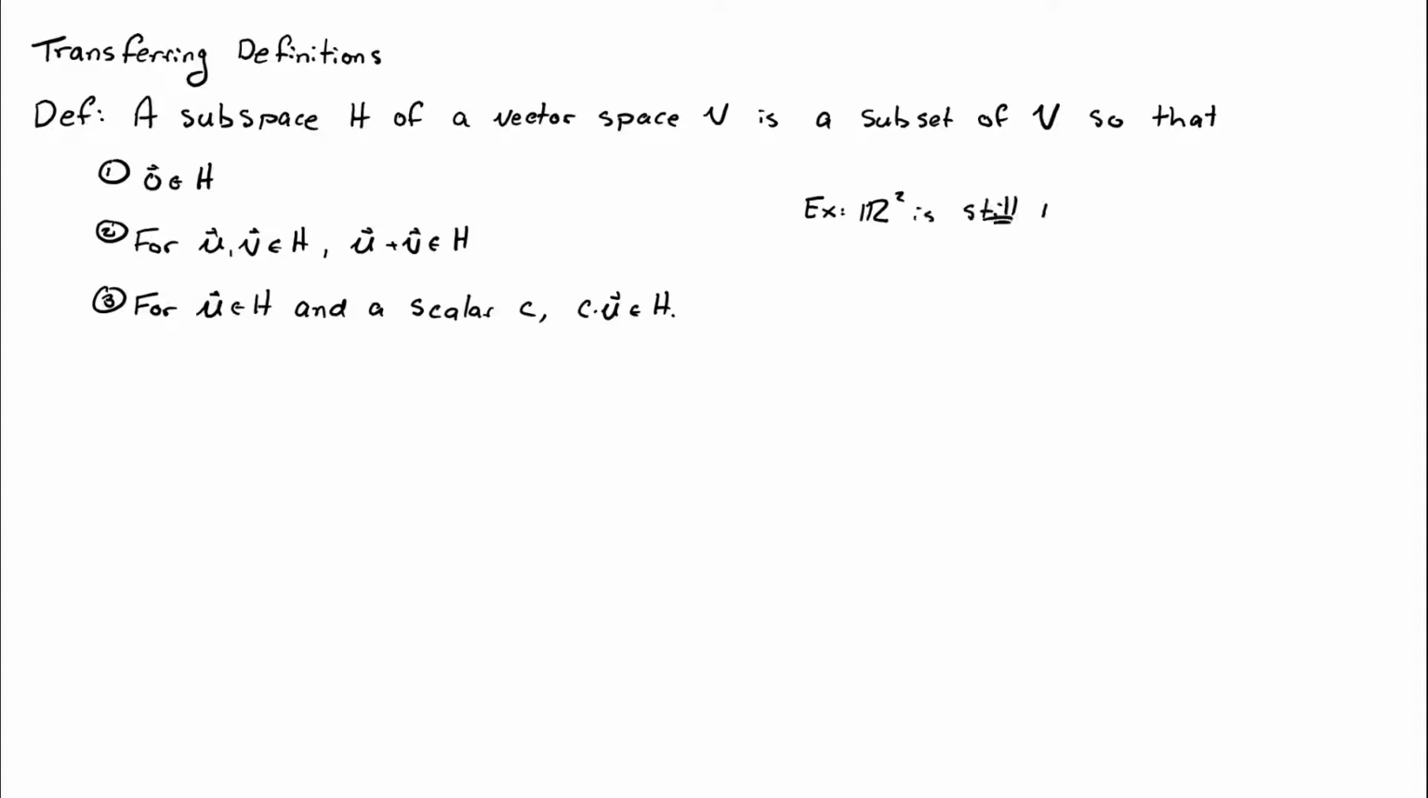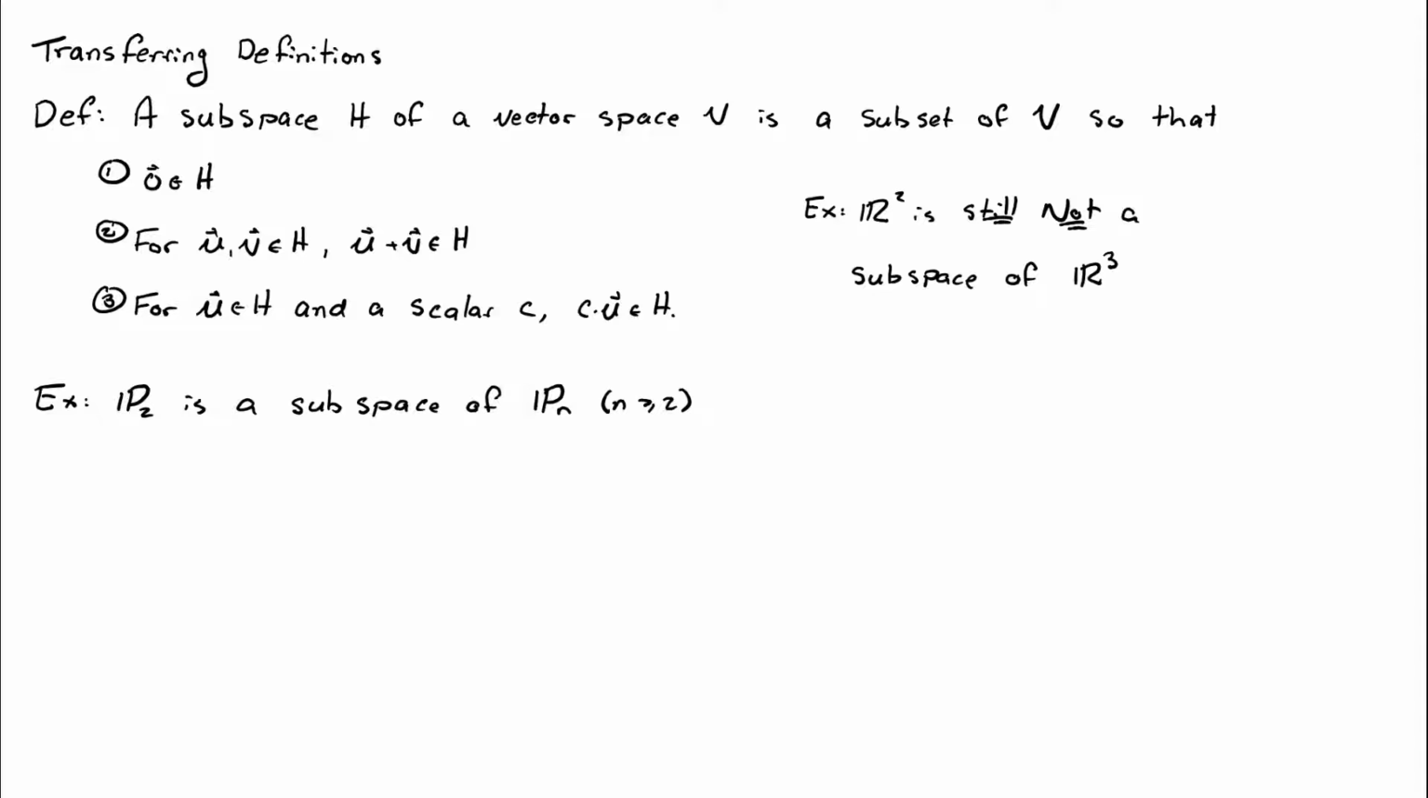First, R2 is still not a subspace of R3, because R2 is not a subset of R3. Here's another example. P2 is a subspace of Pn if n is bigger than or equal to 2. And let's prove this. Before we start, we need to show P2 is a subset of Pn. Any element of P2 is a polynomial with degree less than or equal to 2, which means the degree is less than or equal to n, so it's an element of Pn.